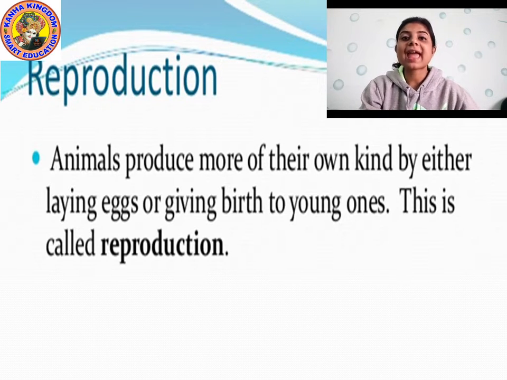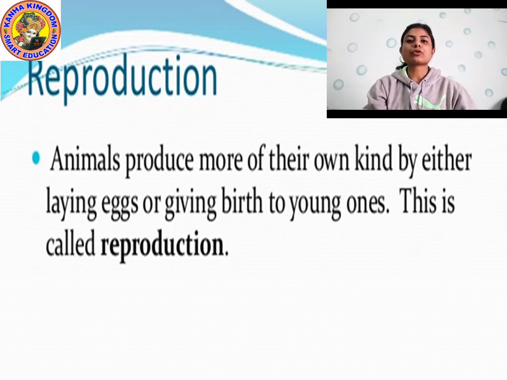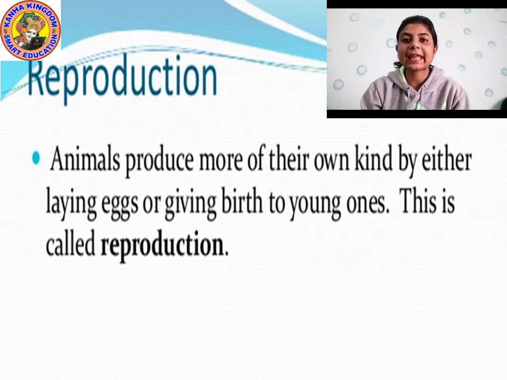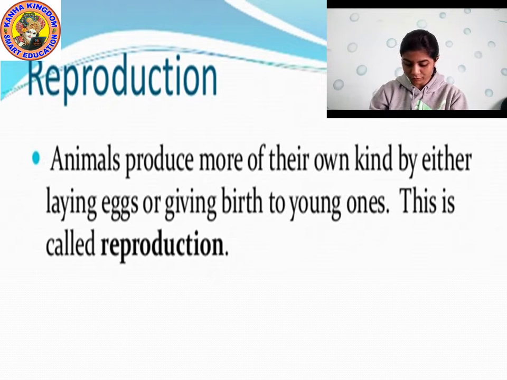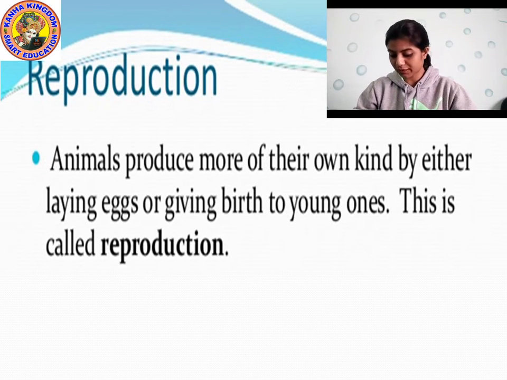Reproduction is the process in which animals produce more of their own kind, either by laying eggs or by giving birth. There are two methods of reproduction by which an animal can reproduce their babies, either by laying eggs or by giving birth. So there are two methods of reproduction. It is written in your book, page number 95: the ability to produce more of its own kind is called reproduction. Animals reproduce in two methods, by laying eggs and by giving birth.